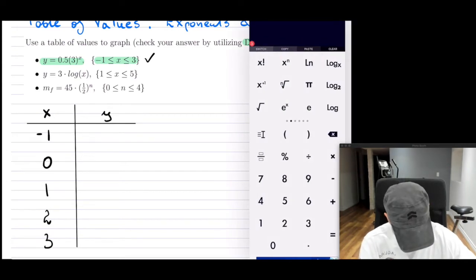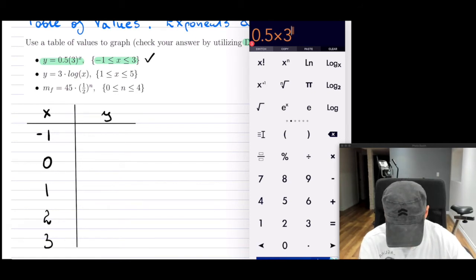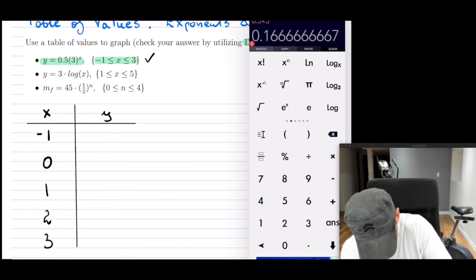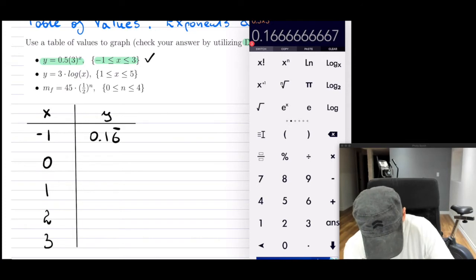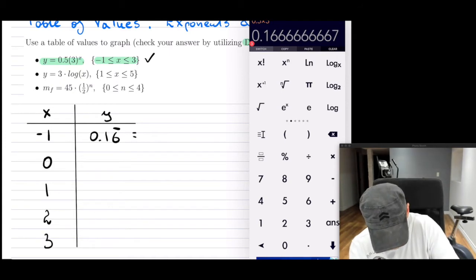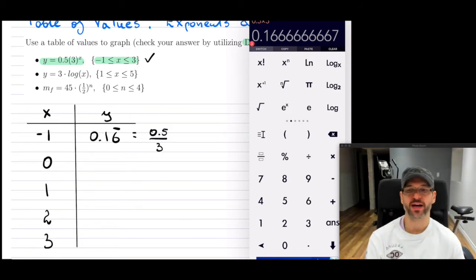So here is my calculator. I have 0.5 multiplied by 3 to the exponent of, and in this case, the first table value is -1. If I do that, notice I get 0.166666, and so on. So I can place that in here, 0.16, and I'll put a bar because the 6 is repeating. You can also keep it as a fraction because notice 3 to the -1 is really 1/3. So you have a half, which is 0.5 divided by 3. And because you're dividing by 3, sometimes you get the repeater.